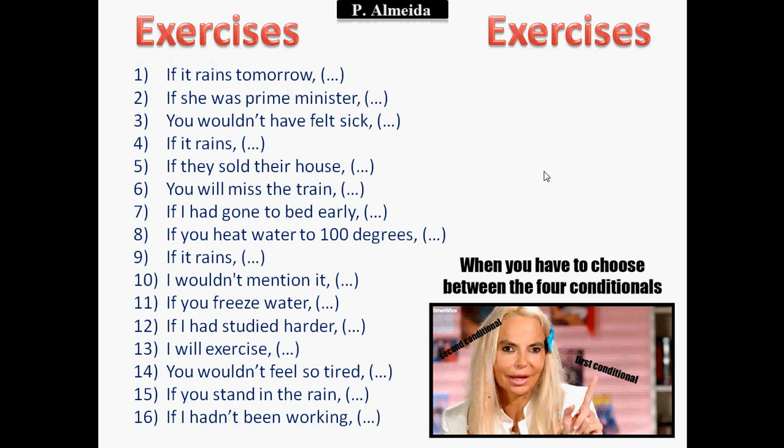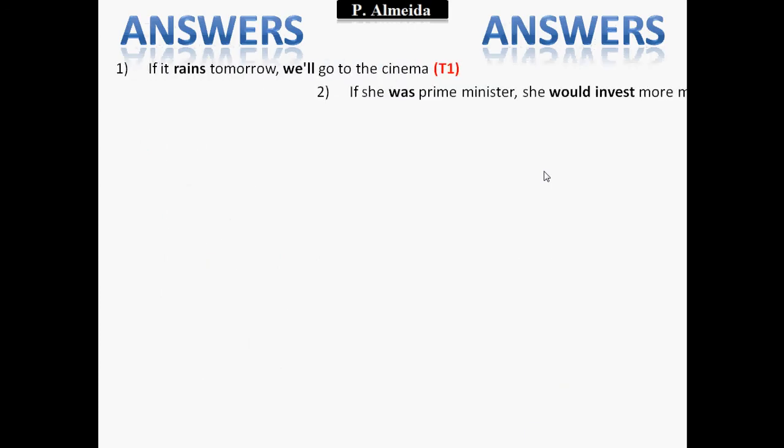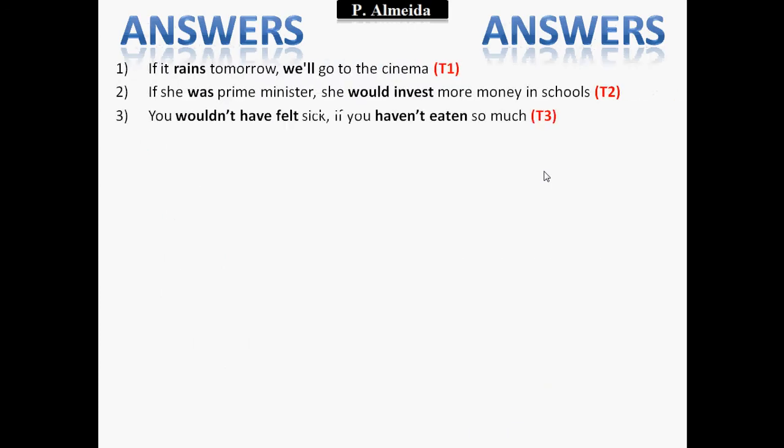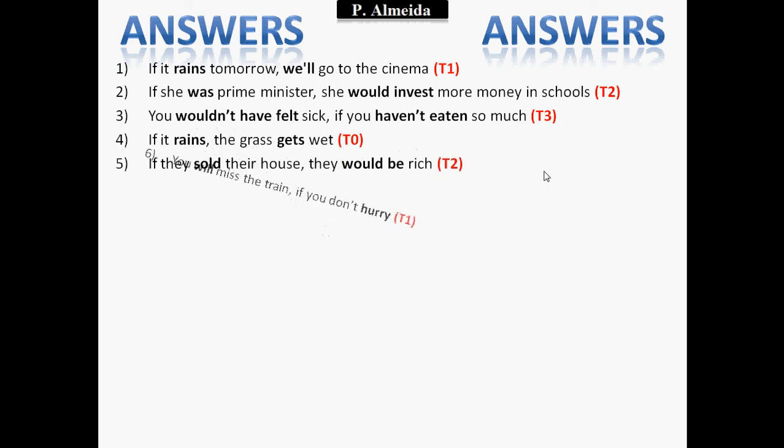Next one, number 6 and 10 to go. If you miss, no, sorry, you will miss the train. So now I have will and present simple. So this tells me that I have a type 1 conditional, okay? You will miss the train. I started with the result, if you don't hurry, okay? So this is a type 1 conditional, okay?